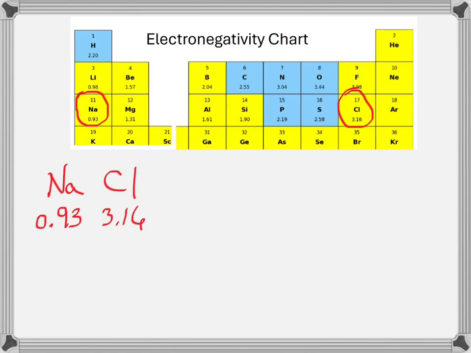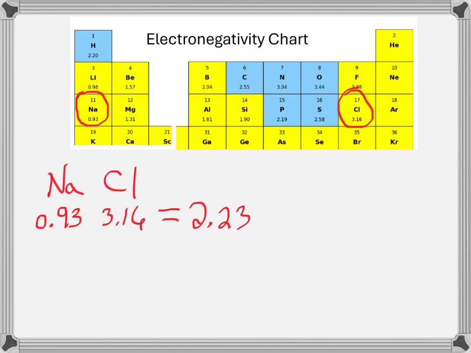So what we're going to do is determine the difference between these 2 values, and we only care from a positive perspective. There's no such thing as a negative. So we take 3.16 and subtract 0.93, and what we get here is 2.23. The difference between those 2 atoms in electronegativity is 2.23. Okay, great, we can do the math. But what does this number mean?